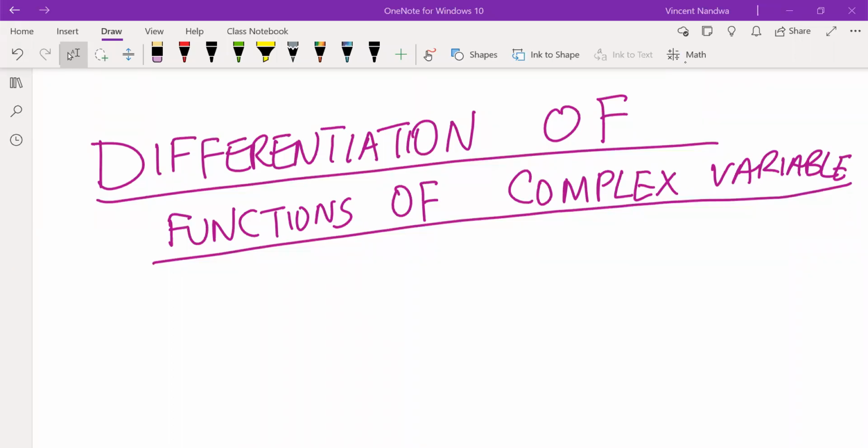Welcome. So this session introduced the concept of differentiability of a function of complex variables. So we start by defining what we mean by differentiability of a function of complex variable, and then do some examples.